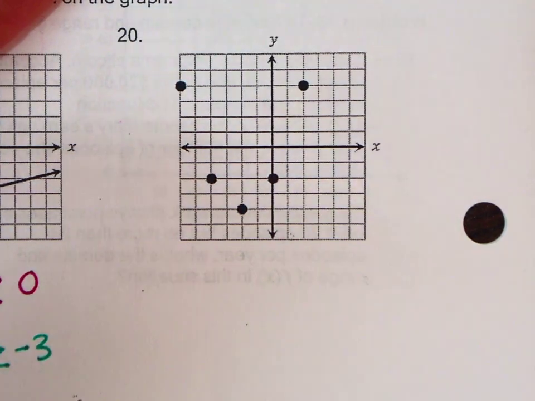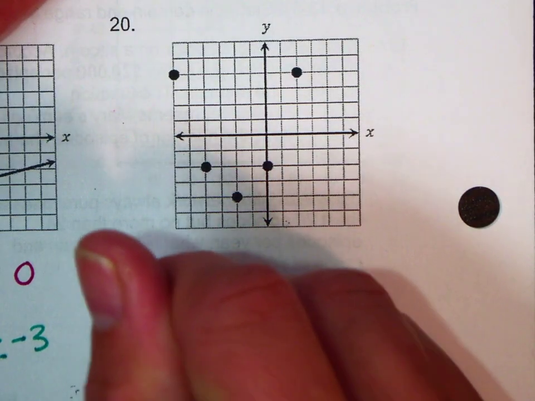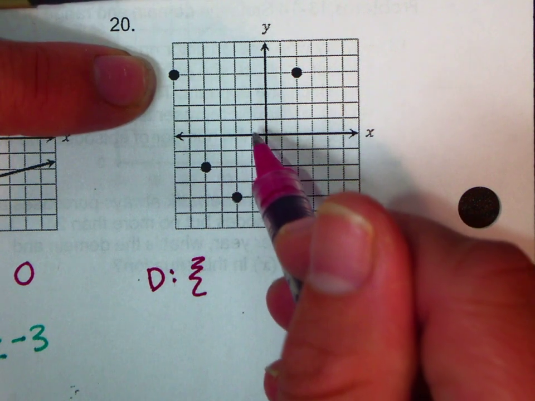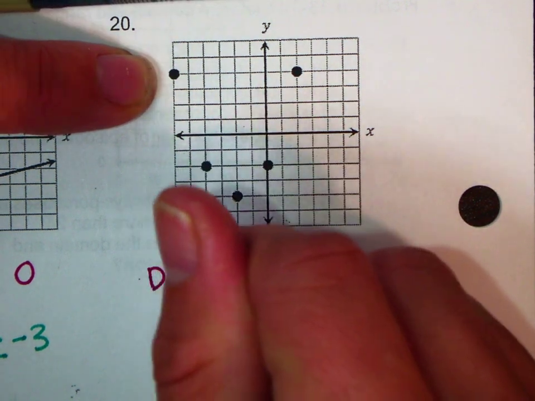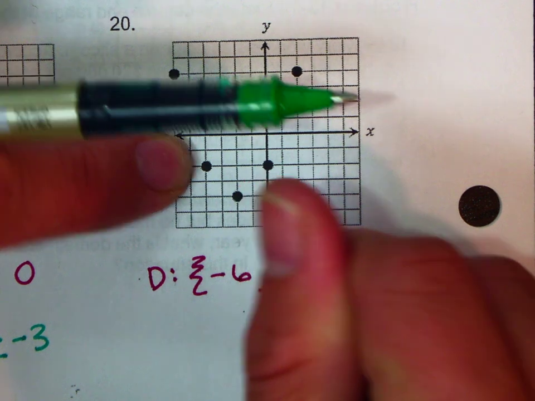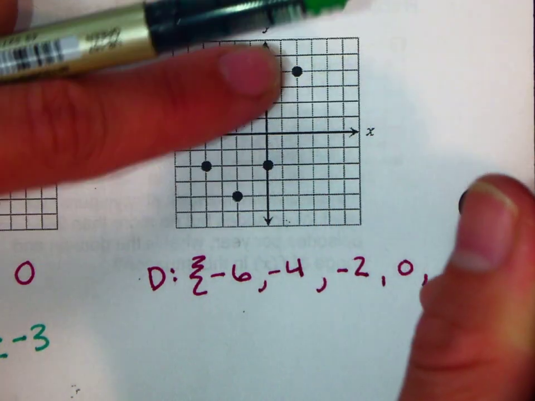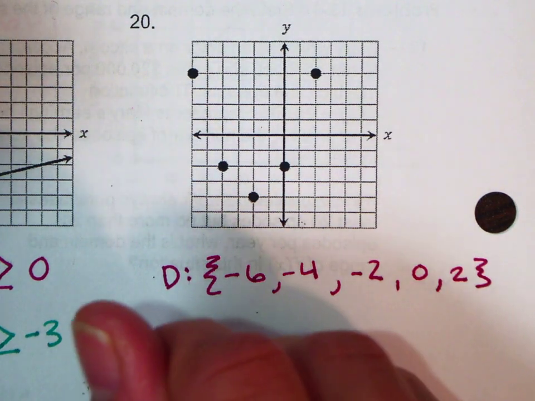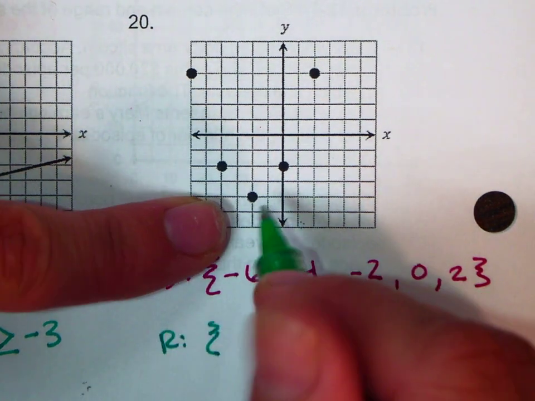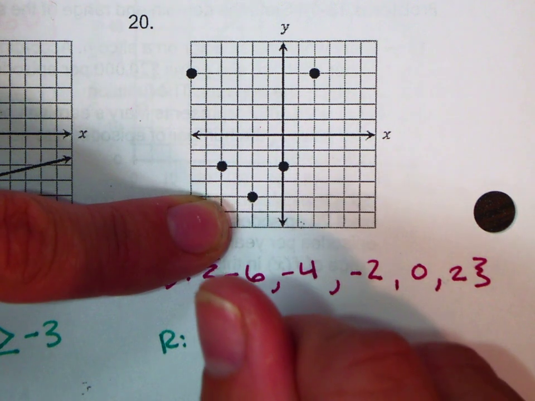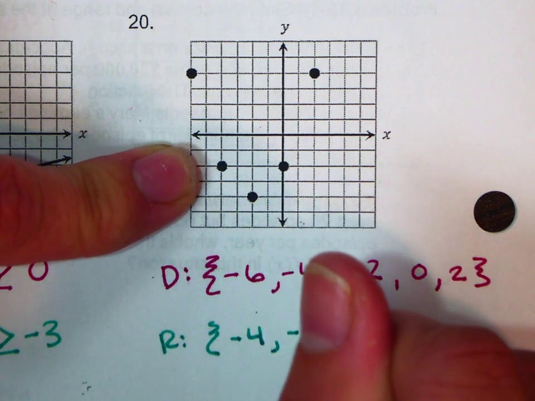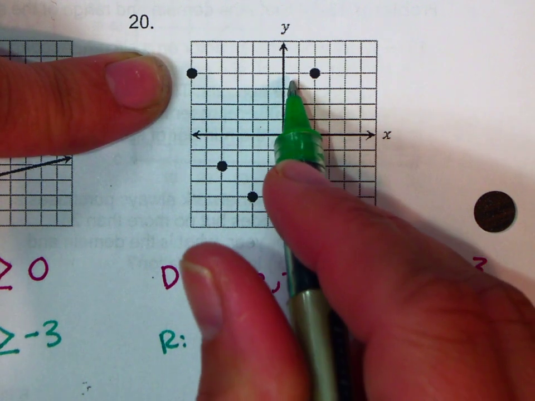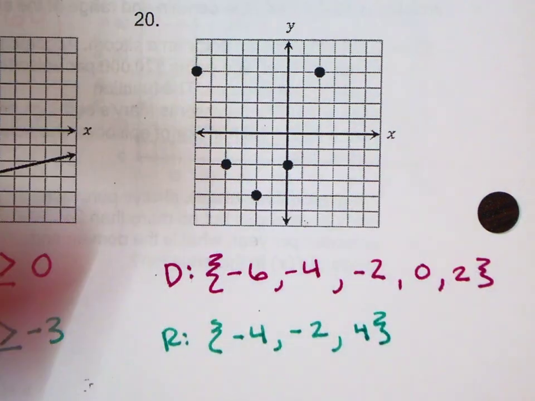Last one. That's awesome. Another discrete graph. So I'm going to draw my little squiggle, and I'm going to list how far left and right each one of these points go. 1, 2, 3, 4, 5, 6. So -6, -4, -2, 0, and this one's at 2. And for the range, this one, 1, 2, 3, 4, goes down to -4, -2, and all the way up here, 1, 2, 3, 4. You don't have to list the points twice.